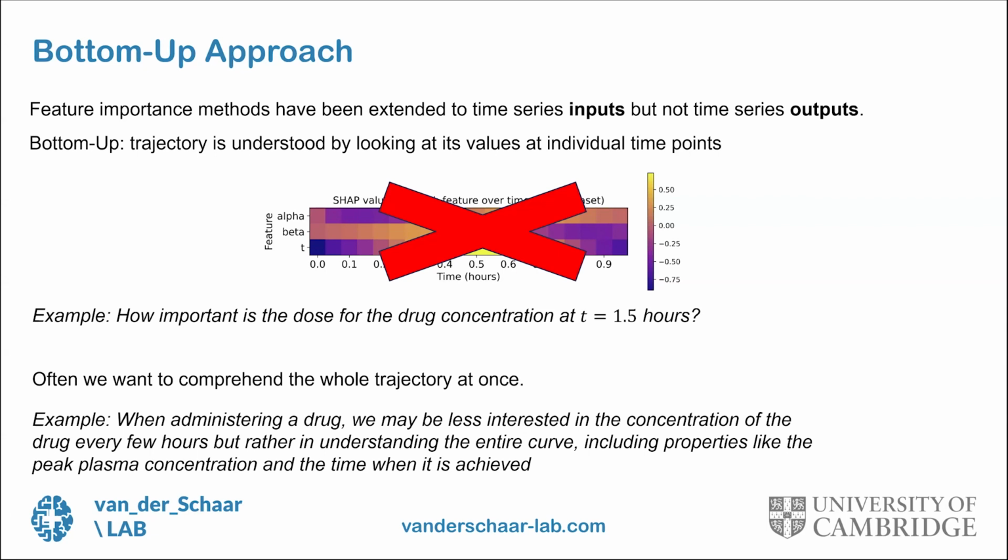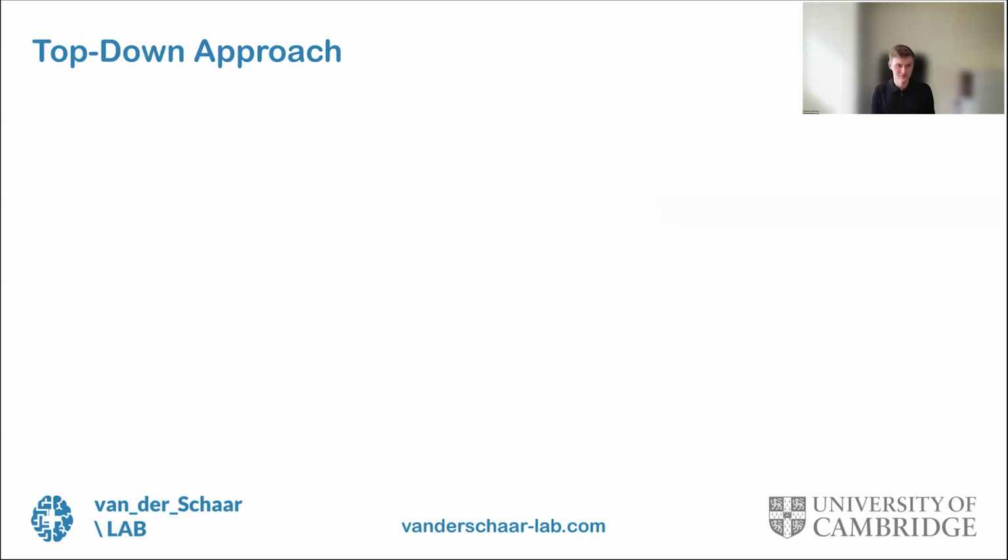but rather in understanding the entire curve, including properties like the peak plasma concentration and the time when it is achieved. So I hope I convinced you that answering the questions from the previous slide with the current bottom-up approaches may often be futile, since the notion of a different prediction based on individual time points may not be interpretable or too simplistic. So now, what's the alternative?